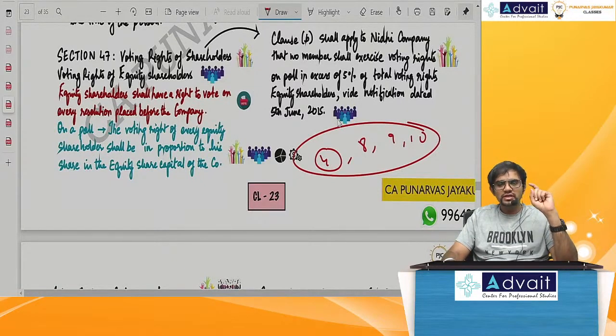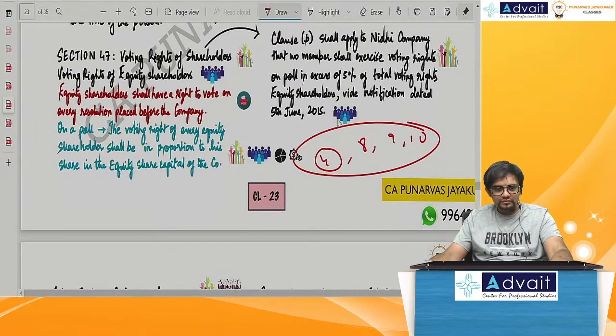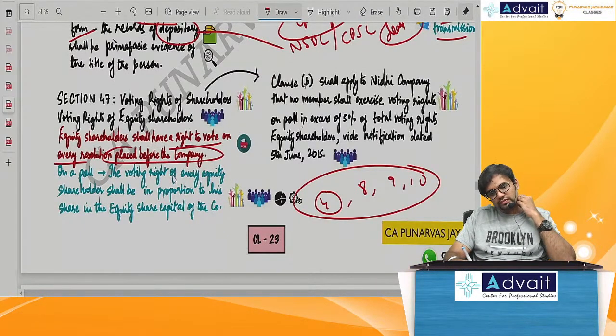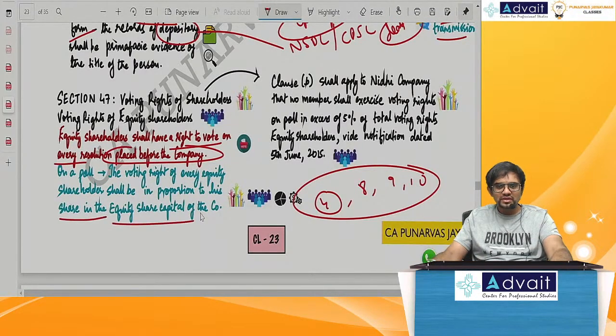Chapter number 4 is share capital. Chapter numbers 8, 9, 10: 8 is dividend, 9 is accounts, 10 is audit. Right? 4 is normal share capital, 8 is dividend, 9 is accounts, 10 is audit. So we need to keep these in mind. Now, voting rights of shareholders, voting rights of equity shareholders, we have to see. Equity shareholders shall have the right to vote on every resolution placed before the company. The voting right of every equity shareholder shall be in proportion to his share in the equity share capital of the company.